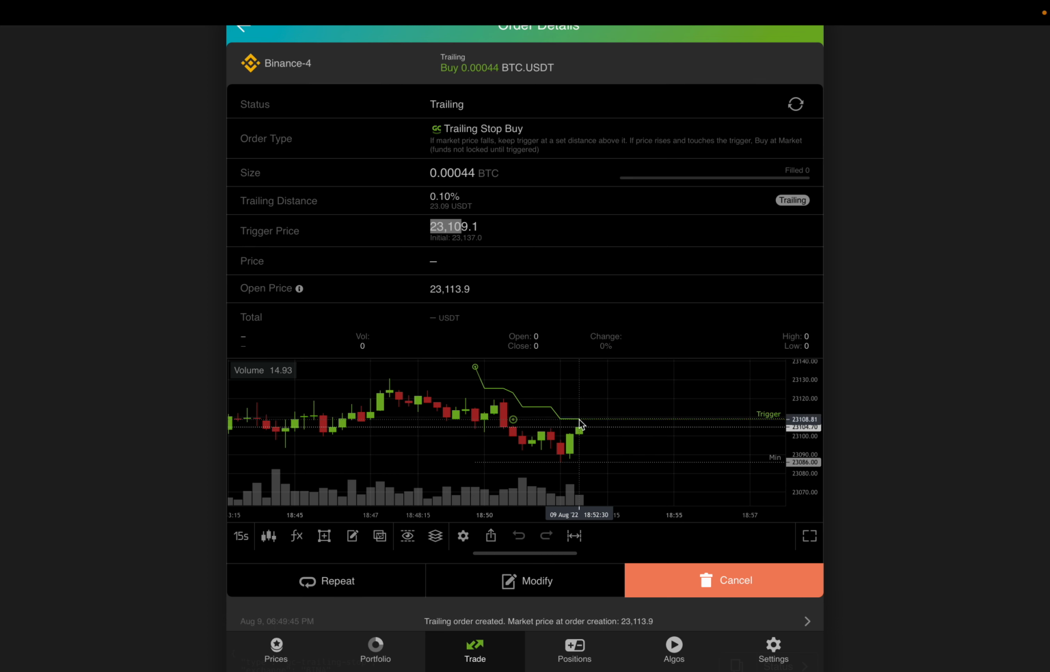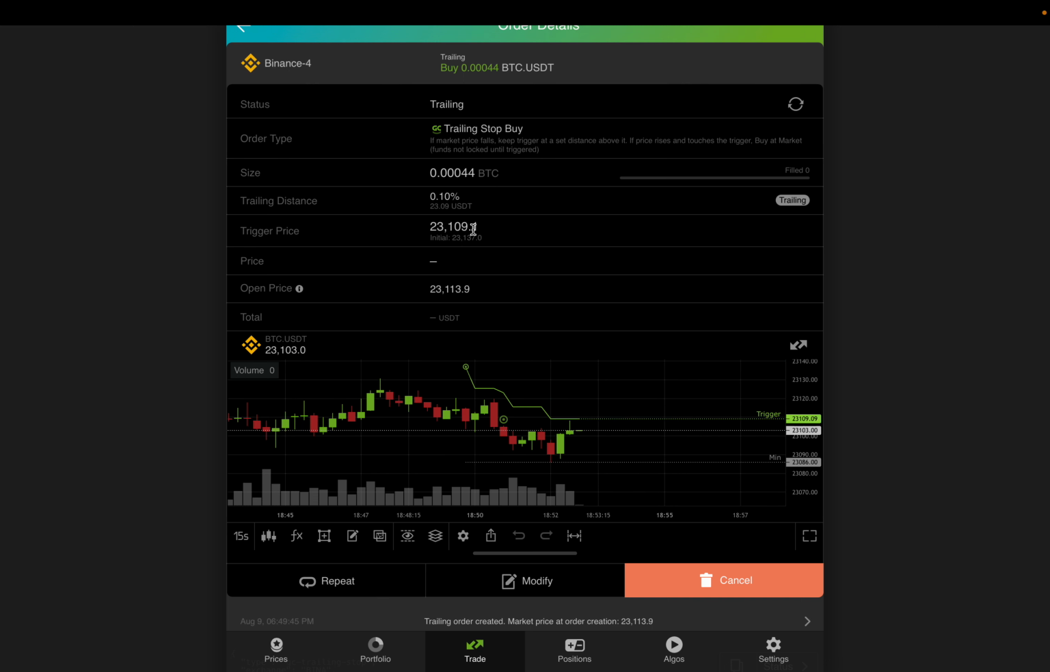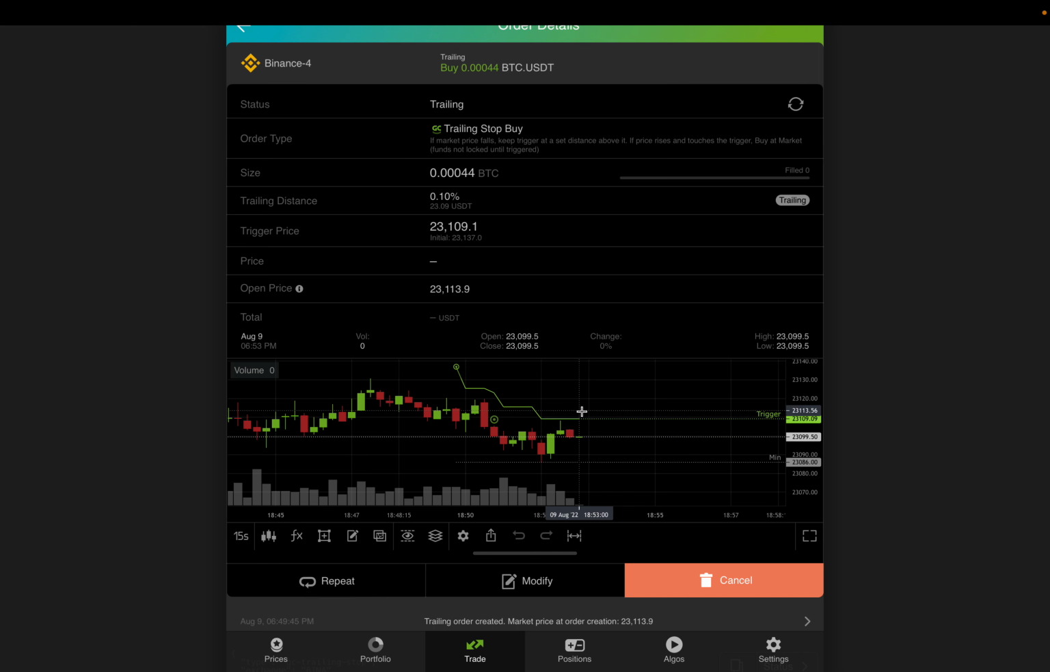So there is a chance that you will get a slightly worse price than 23,109, right? So maybe it will not execute exactly here, maybe a bit above it. So that's the risk with a trailing stop order which sends a market order at the end, right?